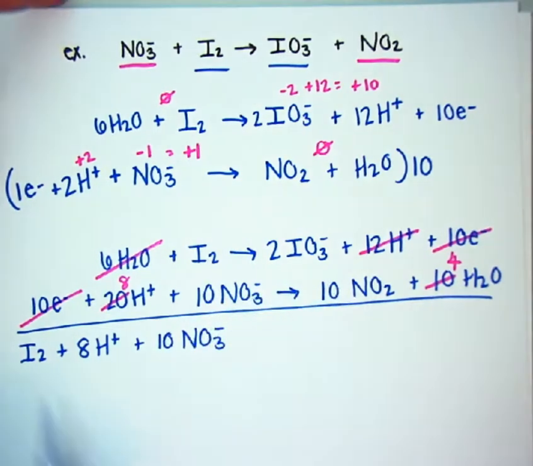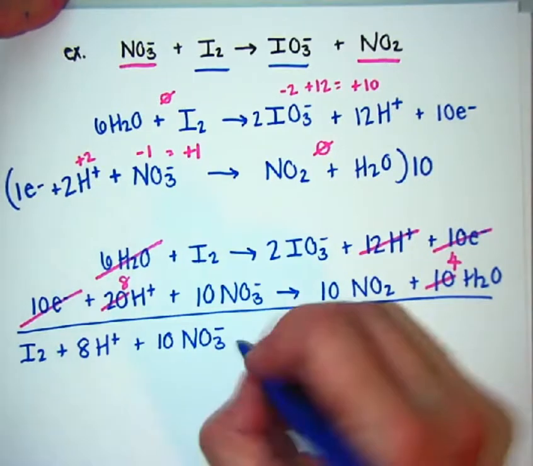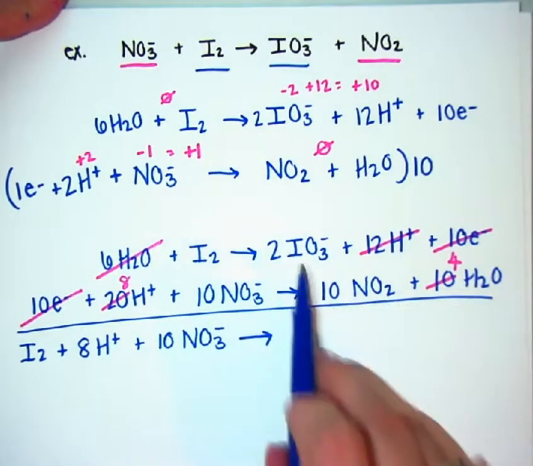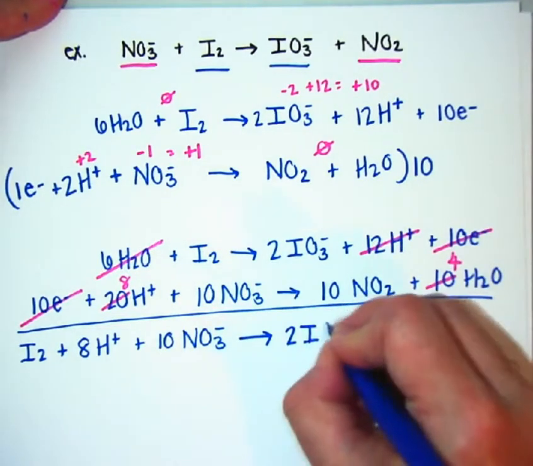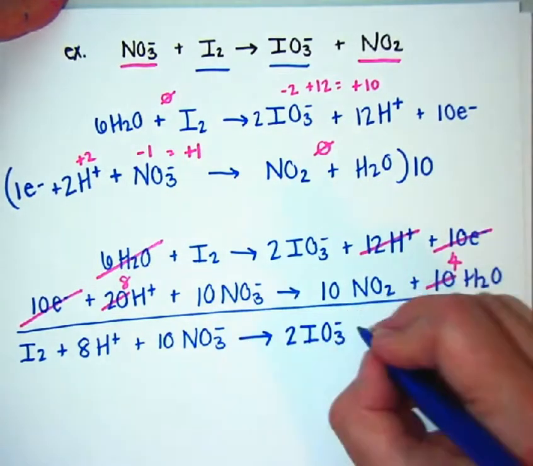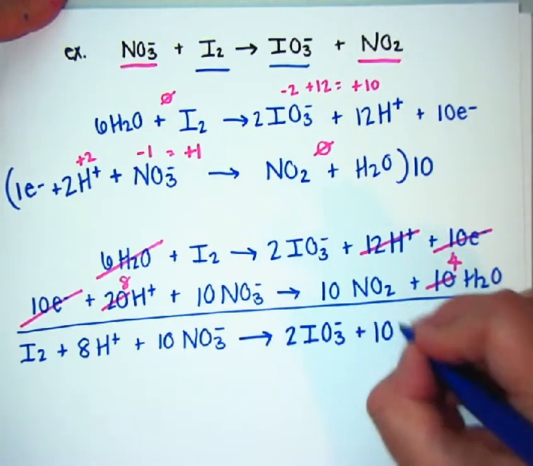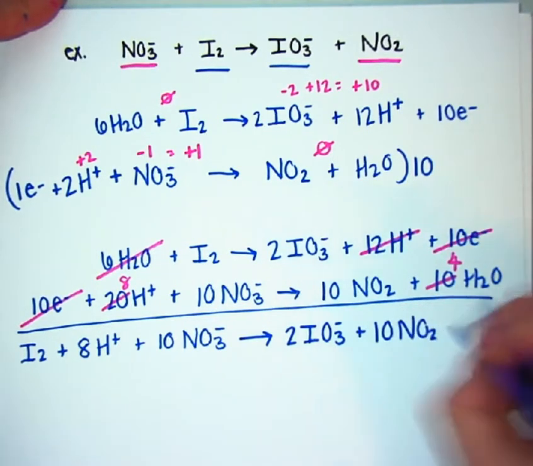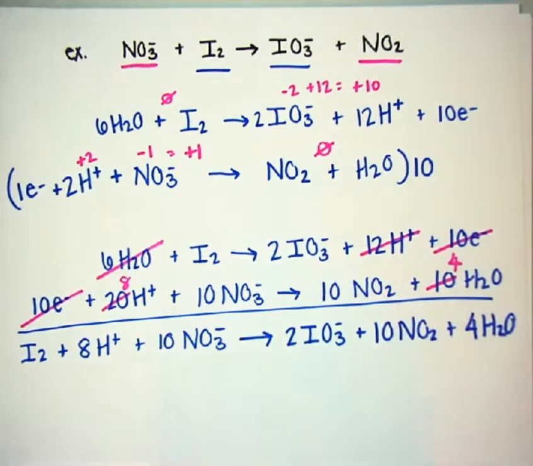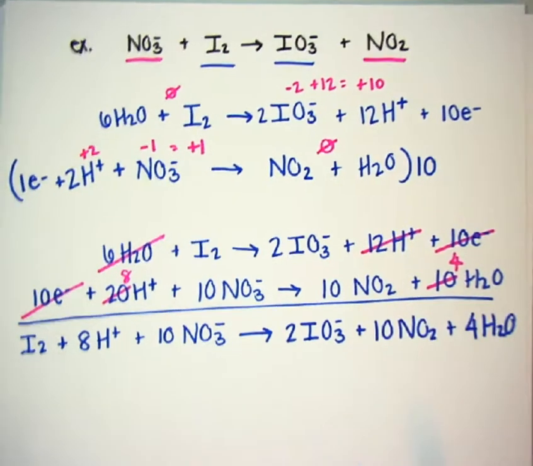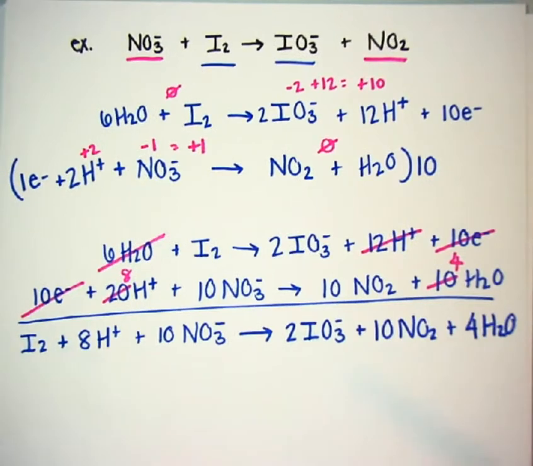So bring down everything from the reacted side, and then we want to bring down everything from the product side. And again, your last step is you can go through and count atoms and also count charge. It should be equal on both sides of the arrow.